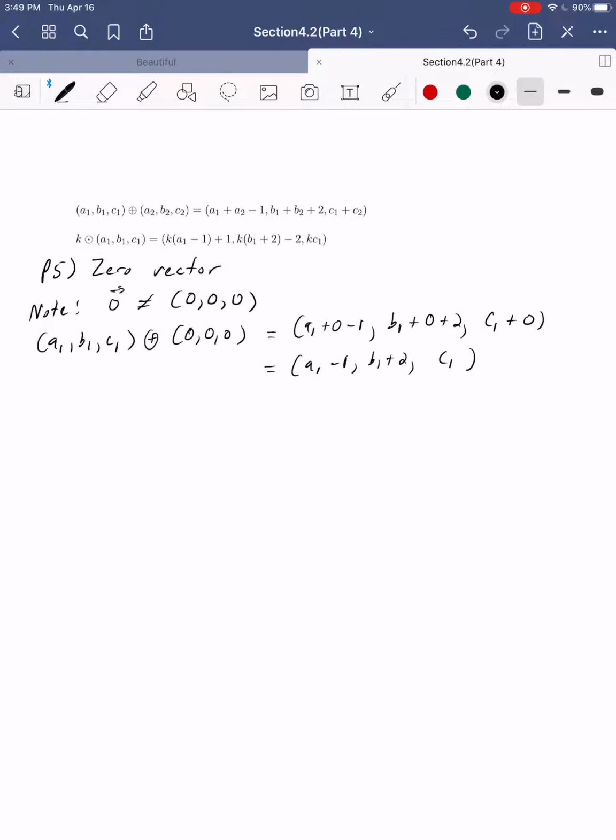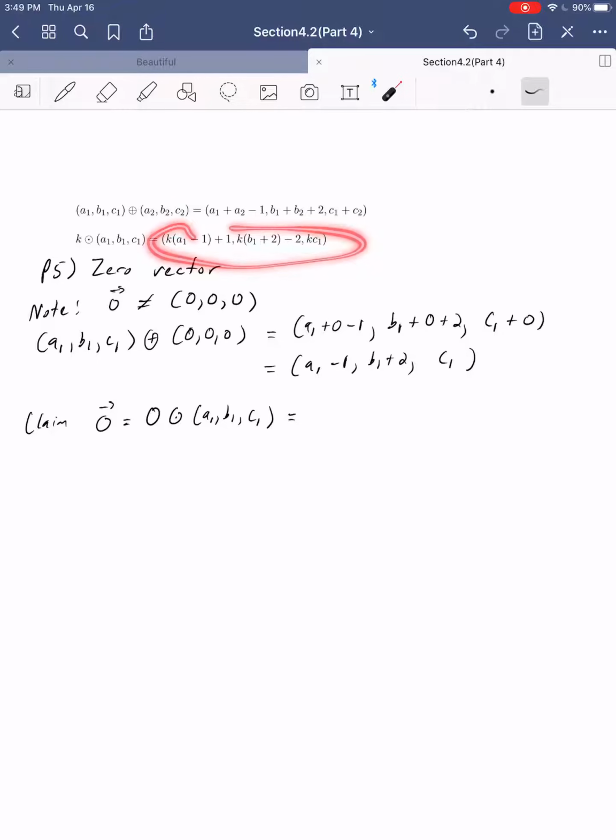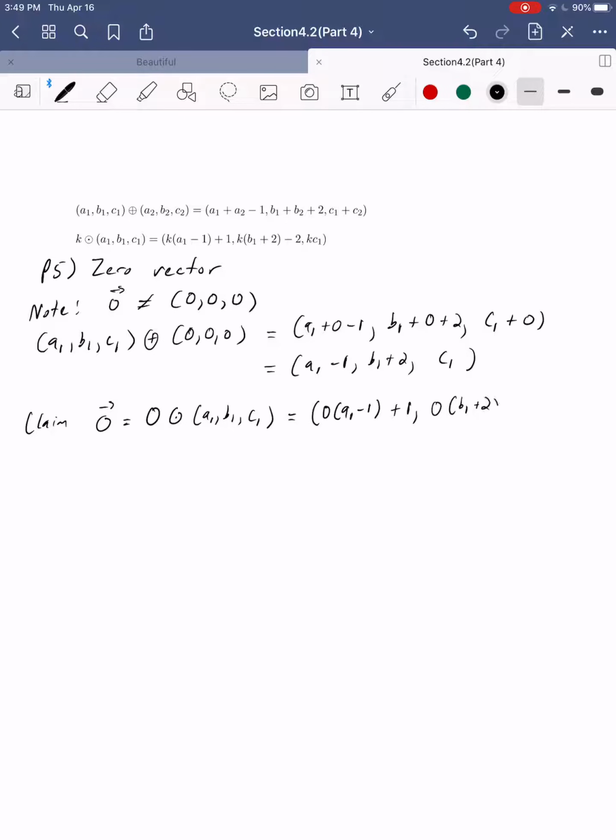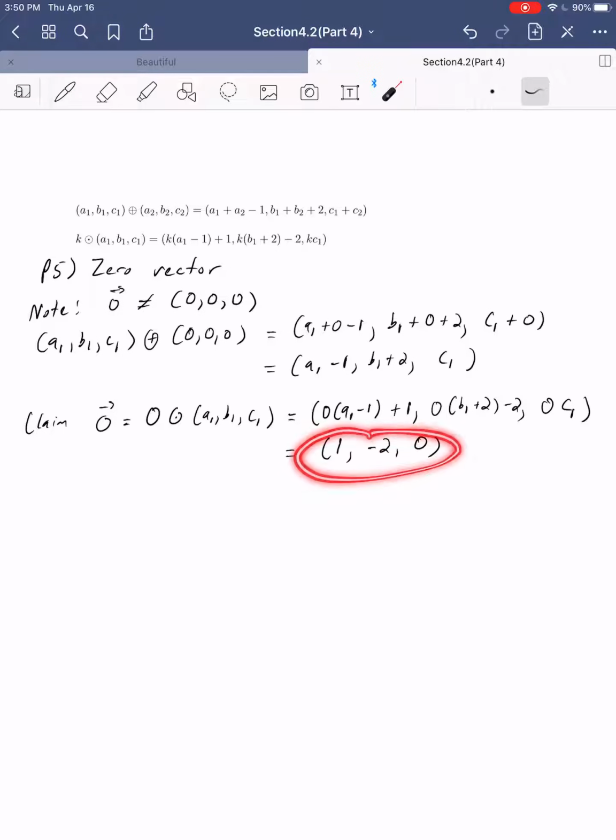So what we're going to do is claim that the zero vector is going to be 0 scalar multiplied with A1, B1, C1. According to this definition of scalar multiplication, that is going to yield us 0 times A1 minus 1 plus 1, 0 times B1 plus 2 minus 2, and 0 times C1, which is going to yield 1, negative 2, 0. So this is going to be our claim for our zero vector. How do we actually show that it is?